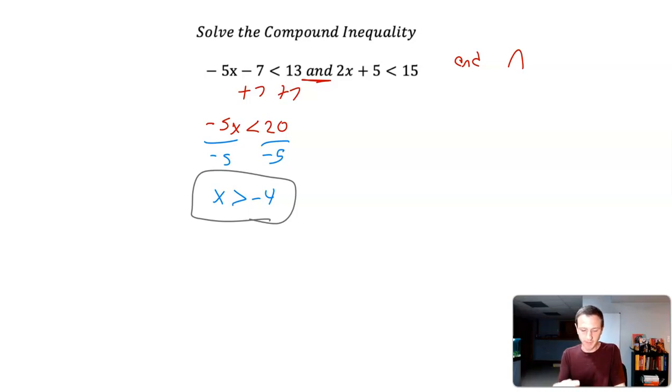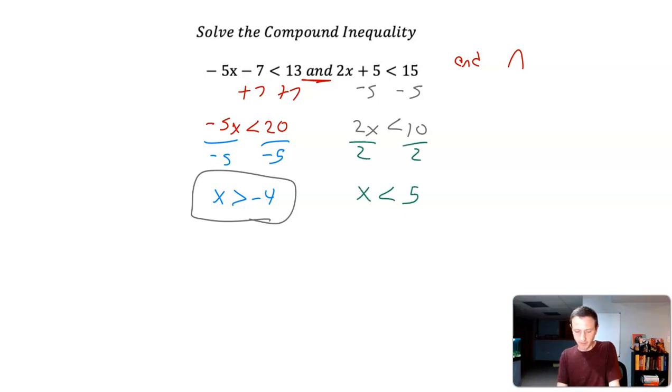So again, I divide by negative 5. It was less than, it turns to greater than. So x is greater than negative 4. Now we just have to solve this other inequality. I'm going to subtract 5 from both sides, leaving me with 2x is less than 10, because 15 minus 5 is 10. I'm going to divide by 2. X is less than 5.